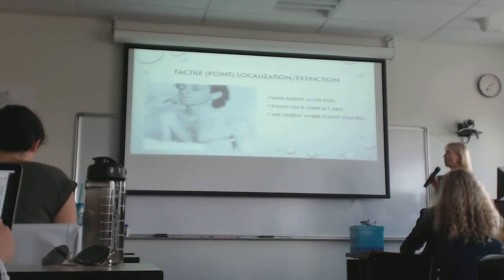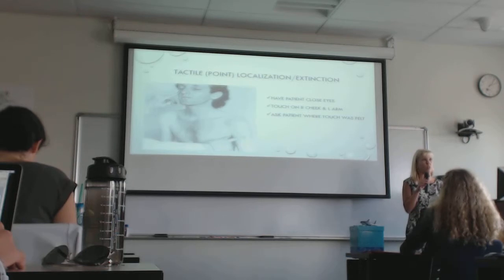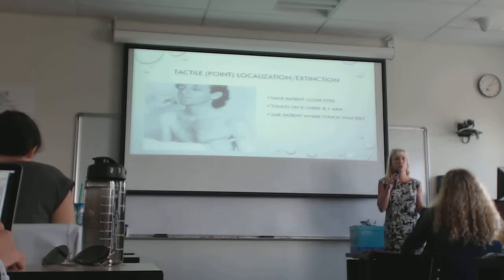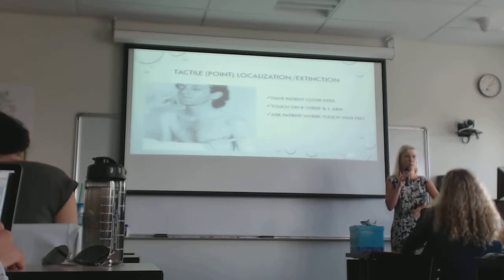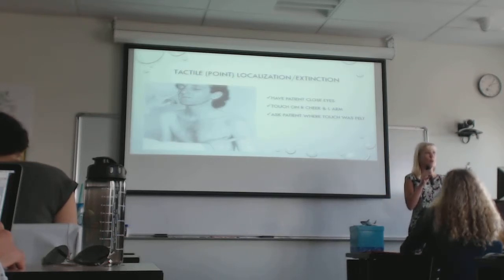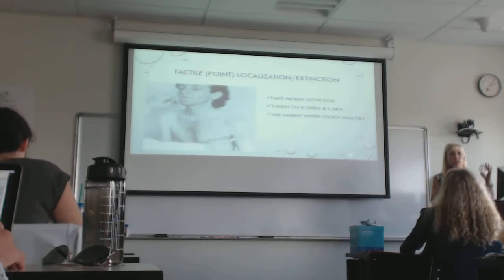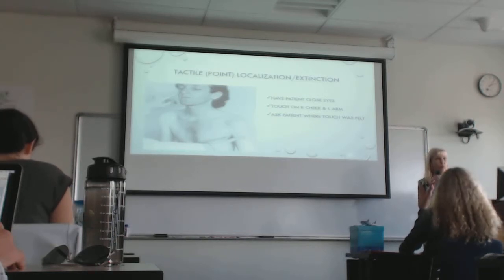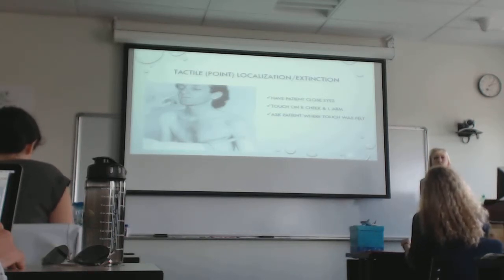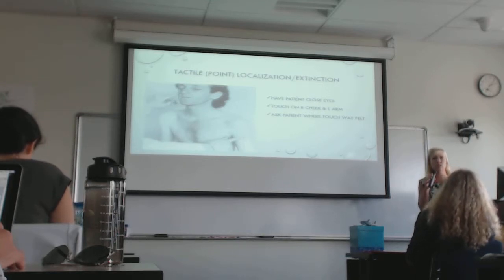So we talk about tactile point localization versus extinction. You want somebody to close their eyes. You're going to touch two different parts of their body, touch their face, touch their arm. I almost always would touch the upper arm and the upper part of the leg, like the quadriceps. And they should be able to tell you where you're touching: right arm and left leg, left arm, left leg, that type of thing. They should know whether it's a light touch versus a painful touch. You can incorporate that into the examination as well. So they should be able to determine the two different parts on the body.